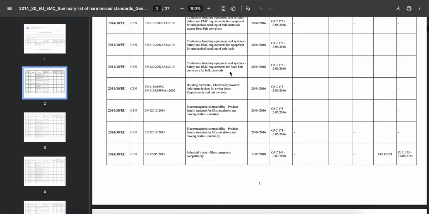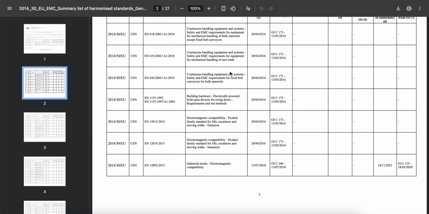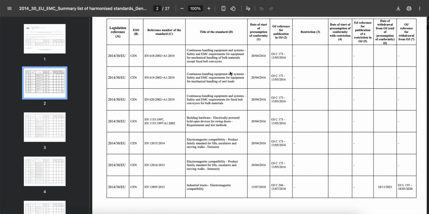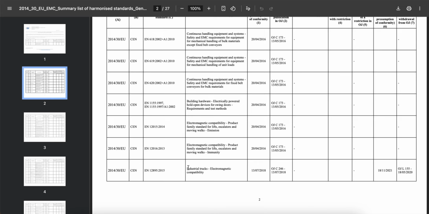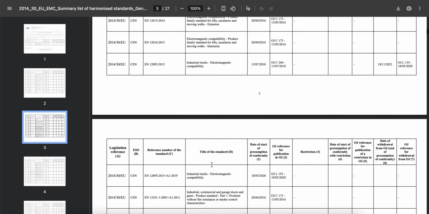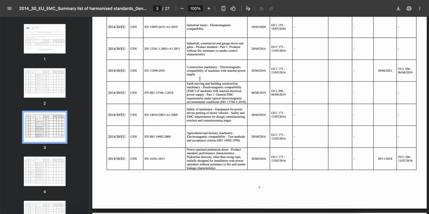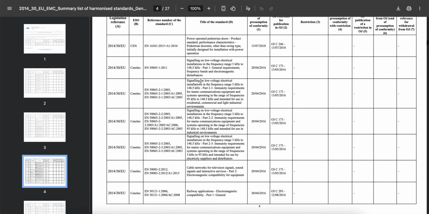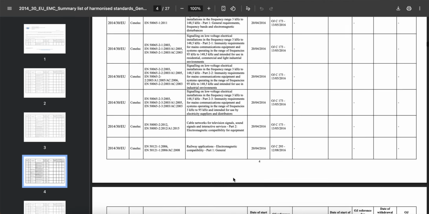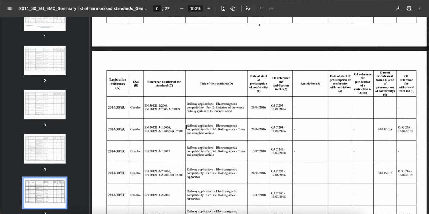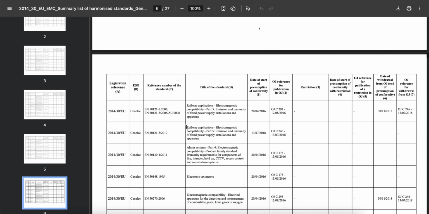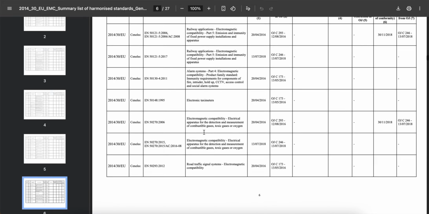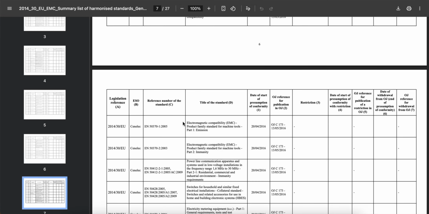These harmonized standards cover different aspects of compliance, if I can put it that way. Some of them are for specific products, like in this case, industrial trucks, construction machinery, cable networks, railway applications. So it's not just consumer products. But in short, what you need to do is to simply go through the list and identify those that could be relevant. If you can see anything hinting that it would apply to your product, you can mark it down as an option.